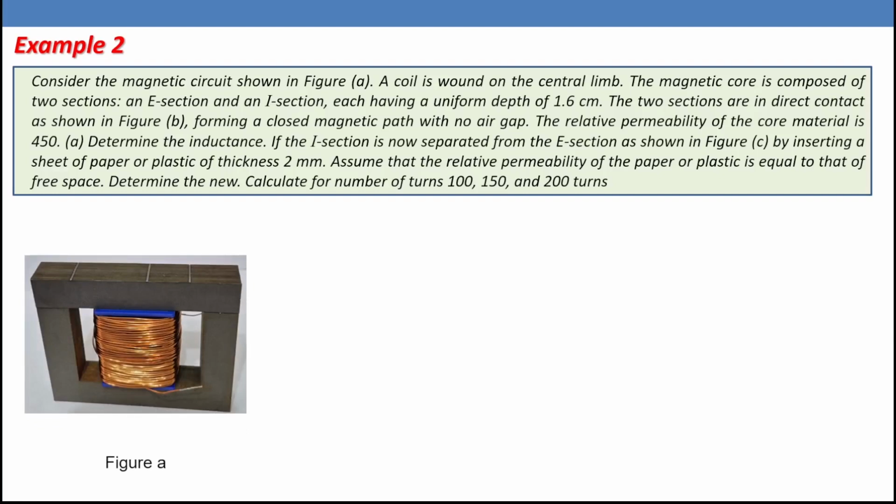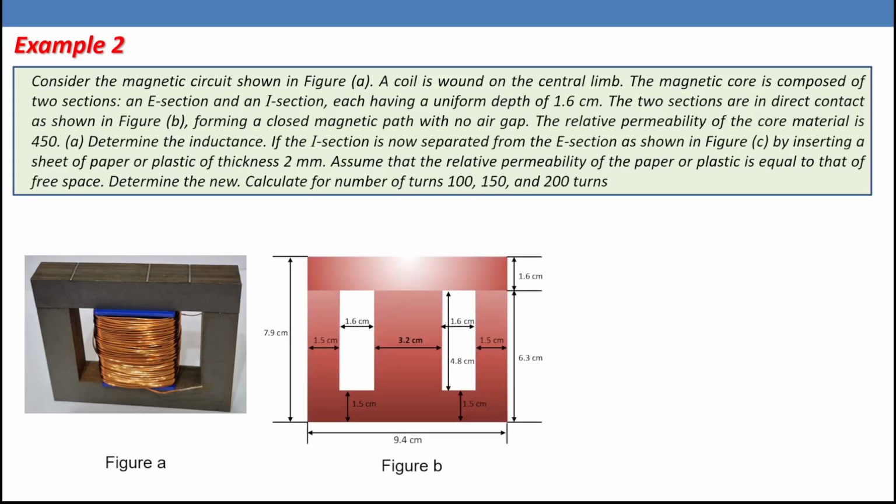A coil is wound on the central limb. The magnetic core is composed of 2 sections, E section and I section, each having a uniform depth of 1.6 centimeter. So we know the depth now. The 2 sections are in direct contact as shown in figure B. So in this case, we have E section and I section. They are connected together, forming a closed magnetic path with no air gap.